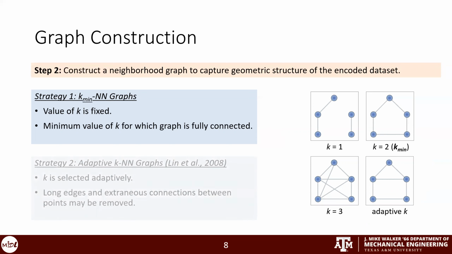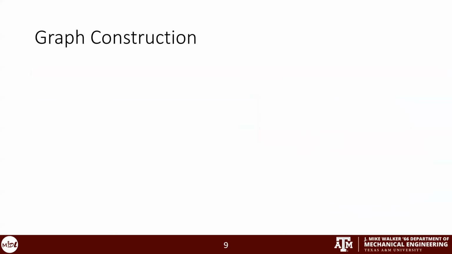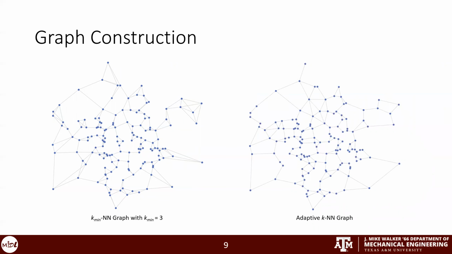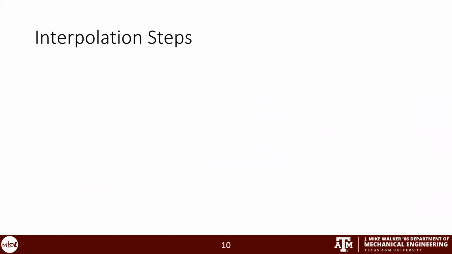The next strategy is adaptive KNN graphs, where the value of k is selected adaptively in order to remove extraneous connections and long edges between neighbors that aren't directly visible to each other. Here we show a real example of two different strategies. The value of k-min to obtain a fully connected graph in this example is computed to be 3, and therefore each vertex has a minimum of 3 edges originating from it. The adaptive k-min graph, on the other hand, adaptively selects the value of k at each node and results in comparatively fewer edges in total, while still capturing the distribution of the data points. The next step in our approach is to carry out the interpolation task.